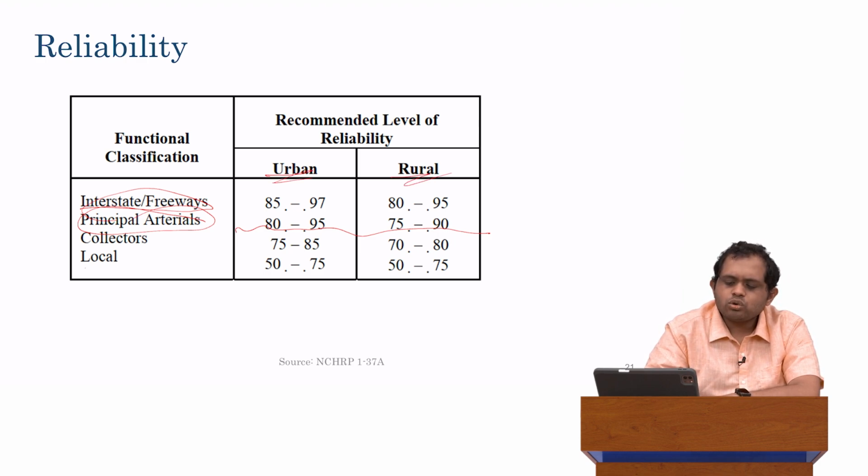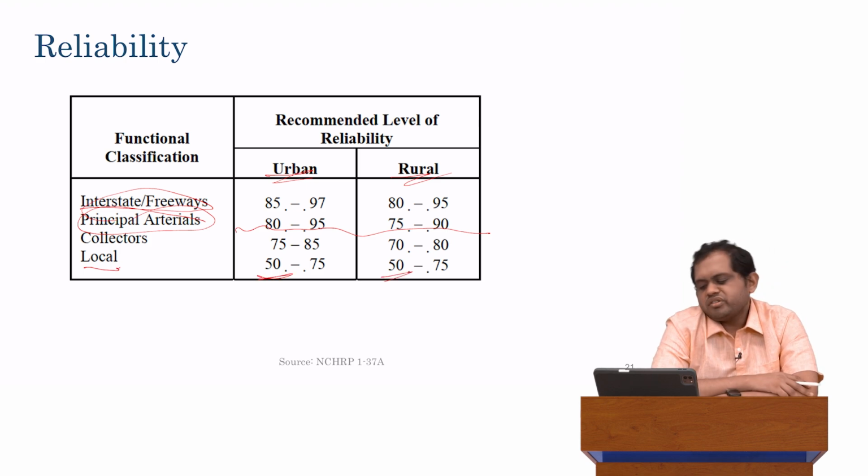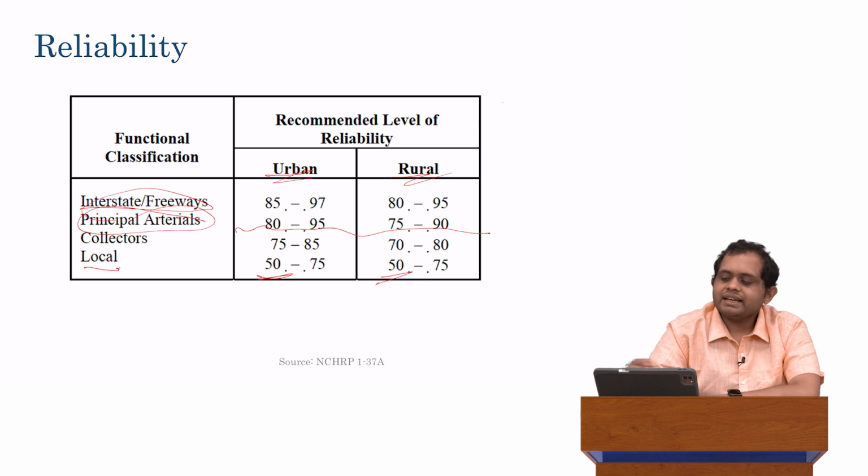Whereas if you get down to local streets and urban streets, they actually recommend 50 to 75%, which means it can fail 50% of the time, 25% of the time. It's okay for particular local roads. So the choice of reliability R is really a policy decision, and every country, every agency is going to have its own idea for how reliable their design needs to be.